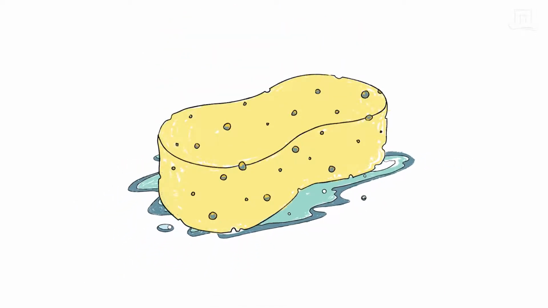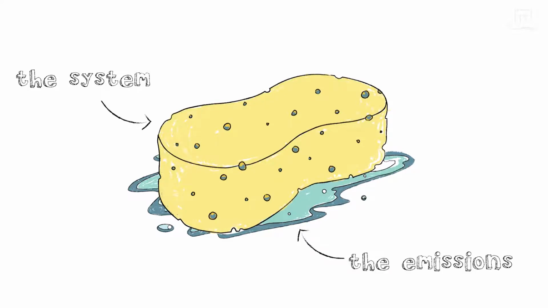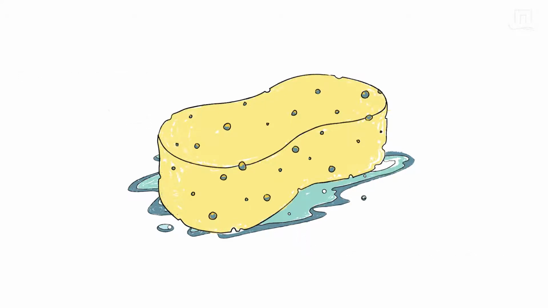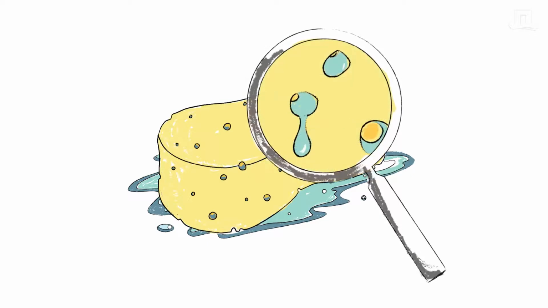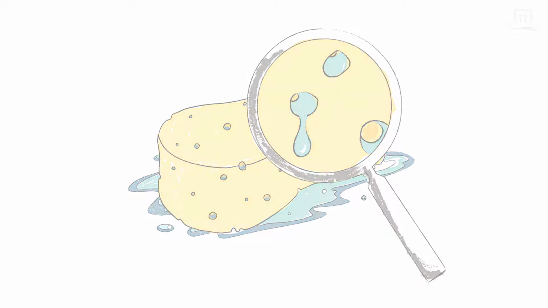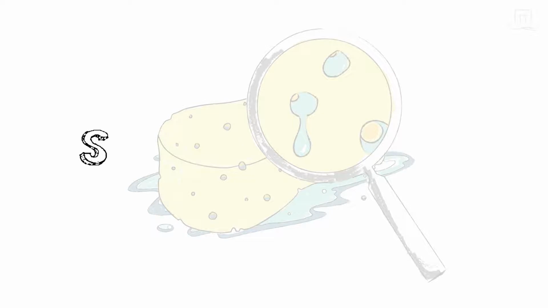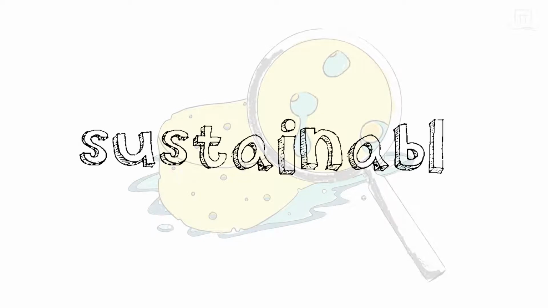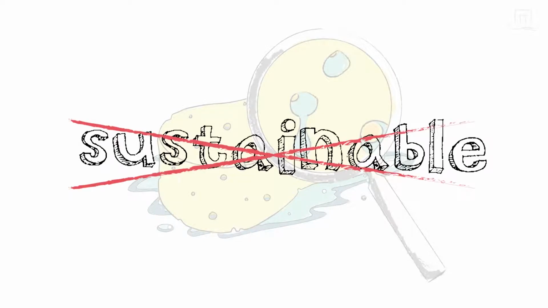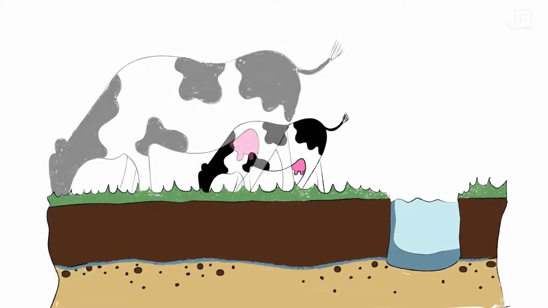The sponge represents the system, and water represents the emissions. A sponge can only absorb a limited amount of water. In practical terms, this means that a system can absorb only a certain amount of emissions, but at a specific point the maximum will be reached. Exceeding the absorptive capacity of the system is unsustainable. Let's look at the example of phosphorus and livestock production.